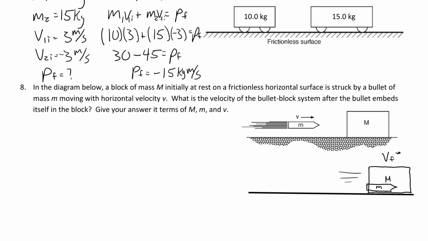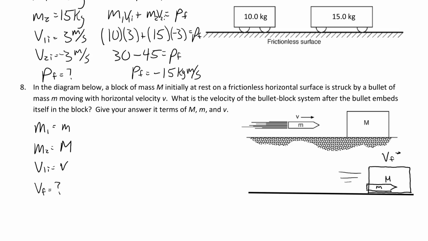Just like before, we have M1 and M2. We'll call the bullet, the lowercase m, M1, and the block M2, because this is the first one and this is the second one based on the picture. You could switch it and call either one M1; maybe M1 is capital M. It doesn't matter. Now the initial velocity of the bullet is going to be V, so we call that lowercase v. And then we don't know what Vf is, so we have to solve for it.